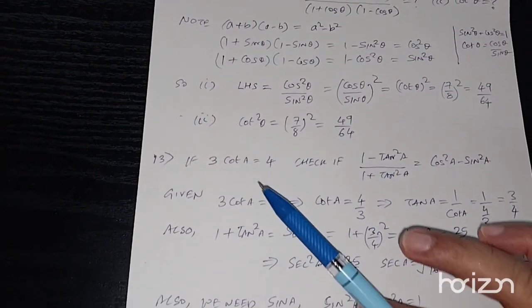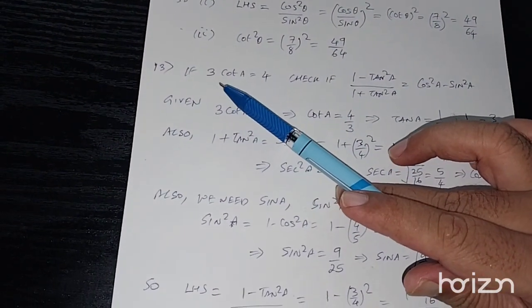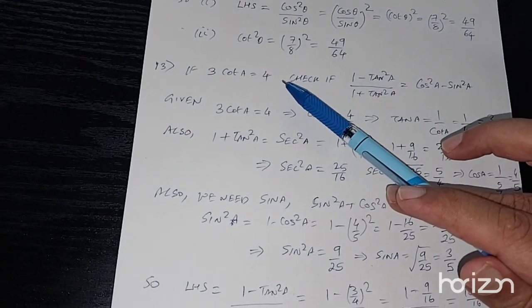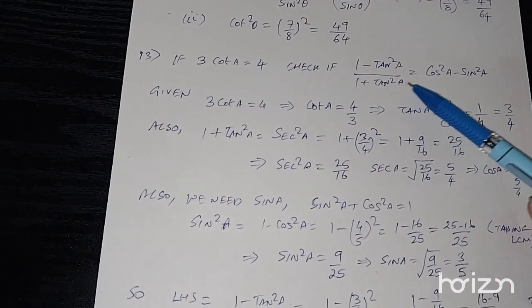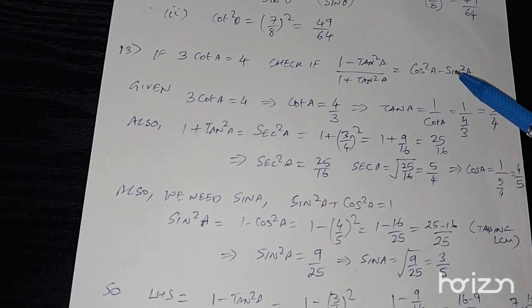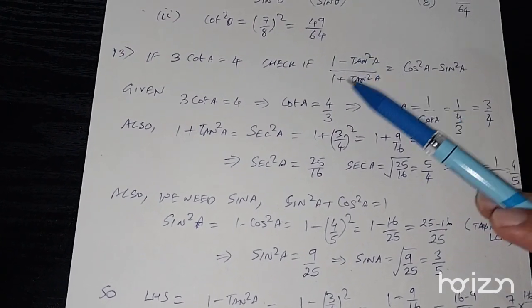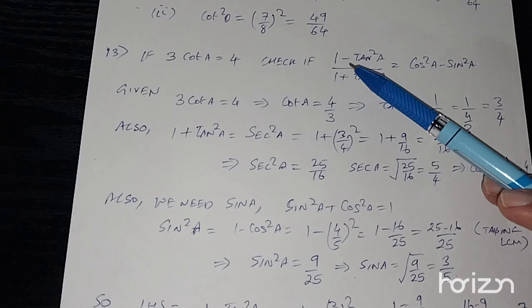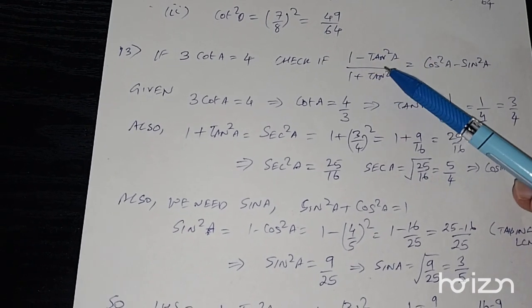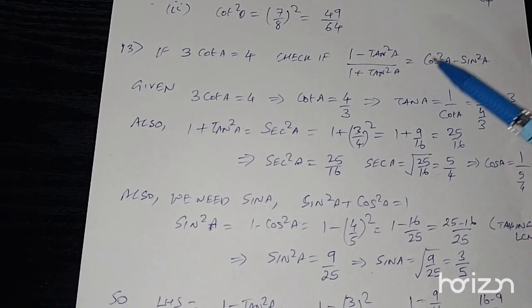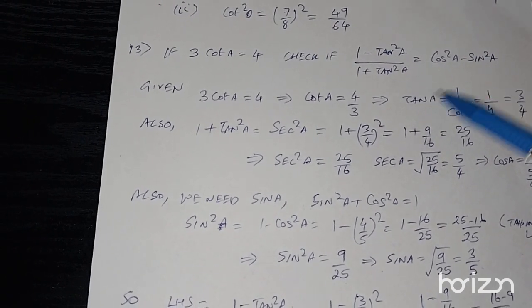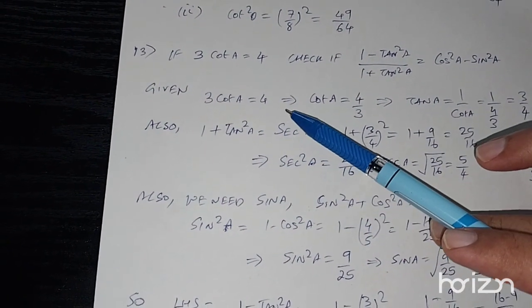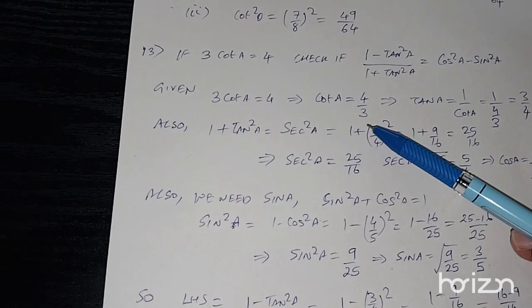Okay, so let's look at the next problem. They are saying if 3 cot a equal to 4, check if 1 minus tan squared a divided by 1 plus tan squared a is equal to cos squared a minus sin squared a. That is, they are saying check if the left hand side, which is 1 minus tan squared a divided by 1 plus tan squared a, is equal to the right hand side. Which is the right hand side? Cos squared a minus sin squared a. Okay, so given 3 cot a equal to 4, cot a will be 4 by 3.